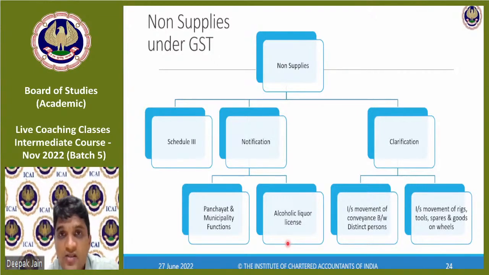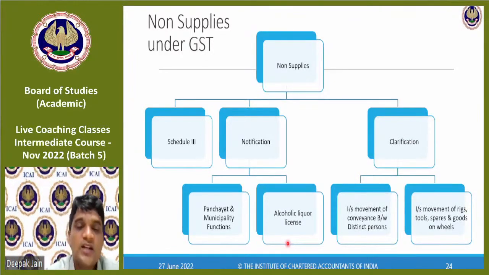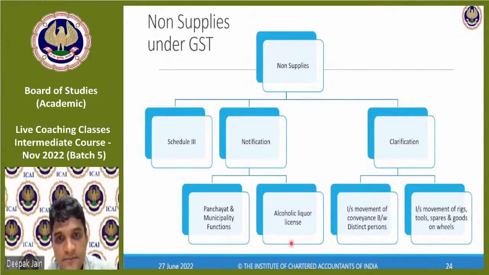Alcoholic liquor licenses. Alcoholic liquor is outside GST. If an alcoholic liquor license has been sold, that one-time amount which the government collects is also exempted from GST.